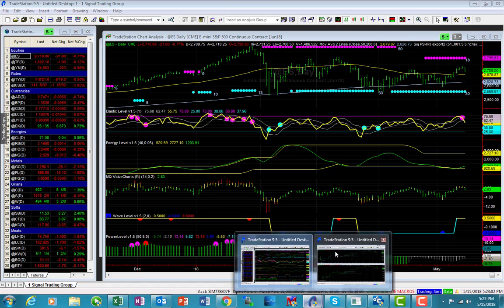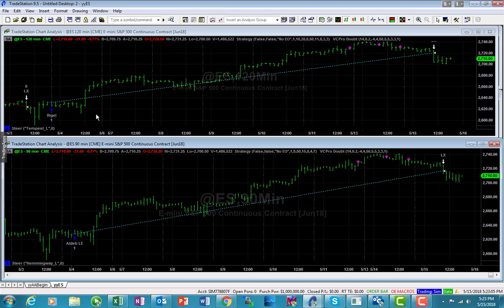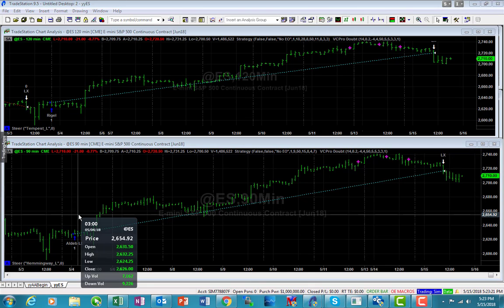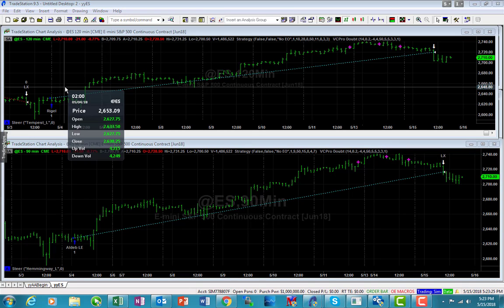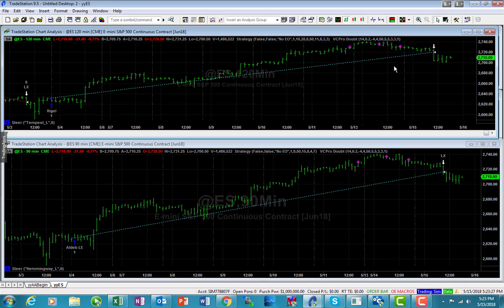If we take a look at things on an intraday basis, here are two systems. One's a 120-minute bar, and the other one is a 90-minute bar. So the upper is 120. This is the Rigel system. The 90-minute bar system is the Aldebaran system, Aldeb. You can see that they both got into trades around the same time, back on May 4th, and they both had similar exit routines. Again, 90 and 120 minutes, so they're very similar in their chart makeup.